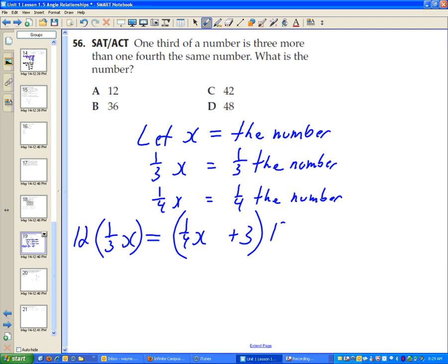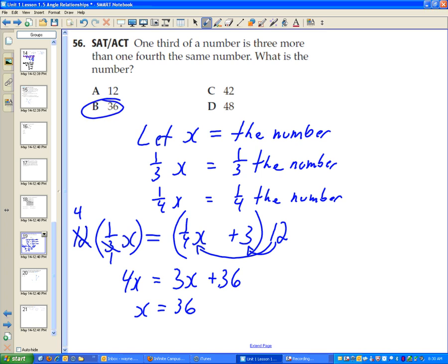So 12, 12. On the left, I can divide 3 by 3 and 12 by 3, so I get 4 times 1 times x, 4x. On the right, distribute that 12, so 12 times 1/4, I can divide the 4 into the 12 and get a 3, so that'll be 1x times 3, which is 3x, and then distribute the 12 times the 3, and 12 times 3 is 36. Subtract 3x from both sides, and that's our number. All right?